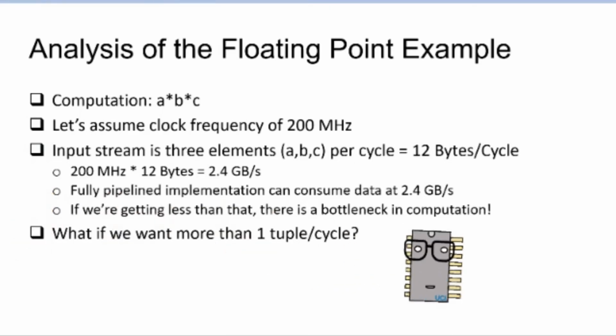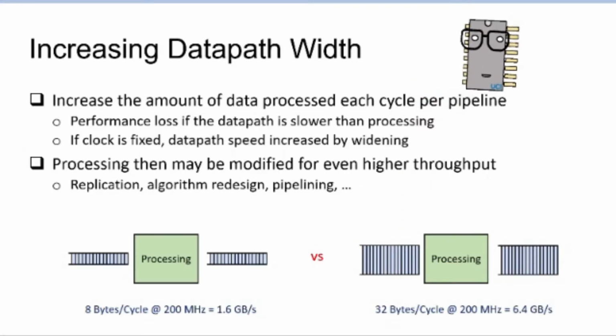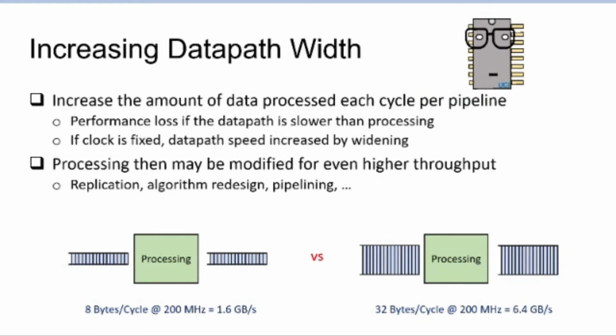But the question becomes, what if you want more than 1 tuple per cycle? Of course, we can replicate the whole pipeline multiple times, but there's a different way of doing this as well. We can increase the width of the data path. In the previous example, we dealt with the problem where the data path was too small.